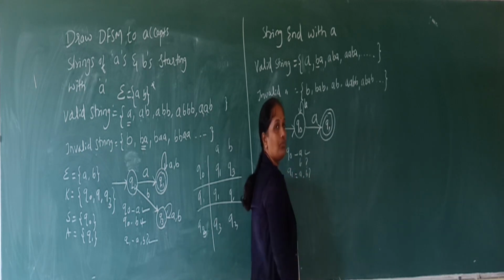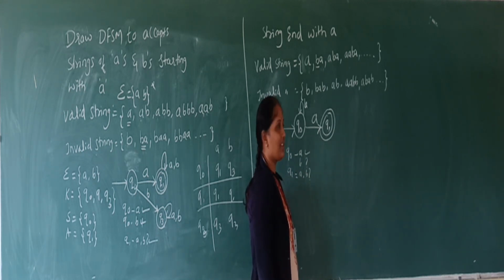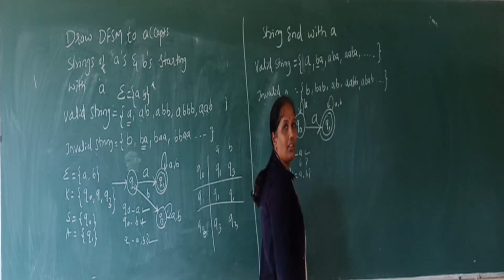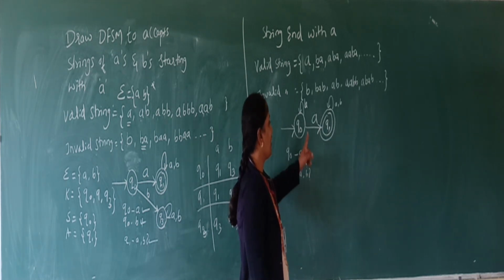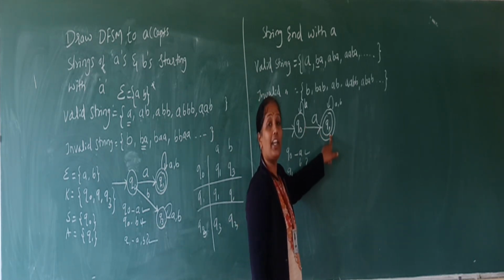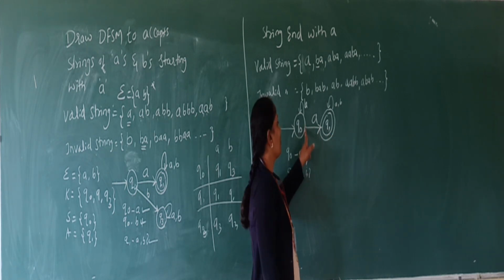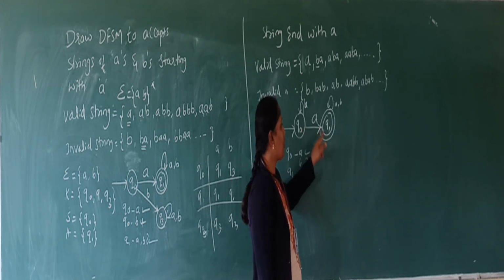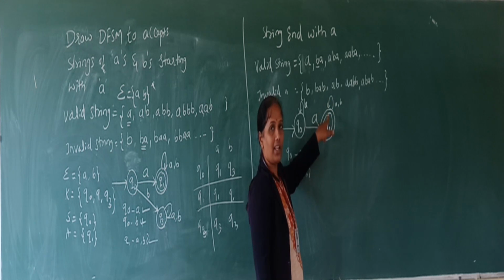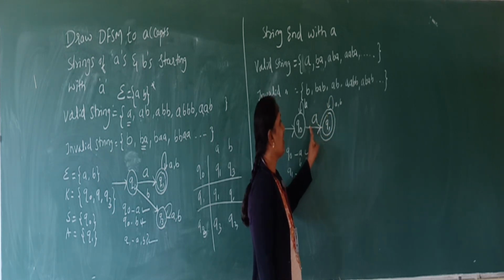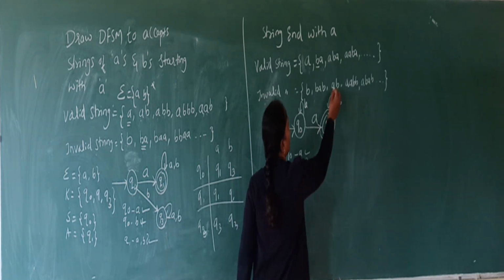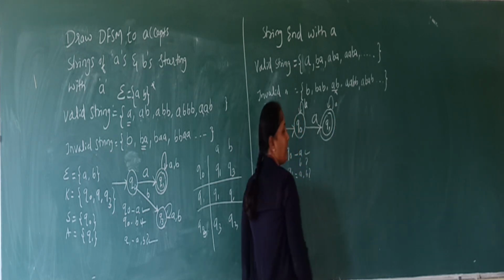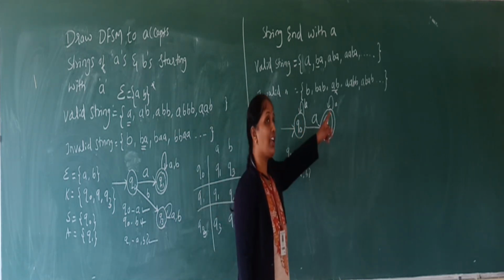Next, think about the transitions from the Q1 state. If in the Q1 state I take a loop for A and B, then what happens? It starts accepting the strings ending with B also. Here, if A comes, it will change the state from Q0 to Q1. Then if B comes, it will accept and be in the accepting state. So it starts accepting AB, which is an invalid string. So I can't show the B transition as a loop here, but I can show the A.